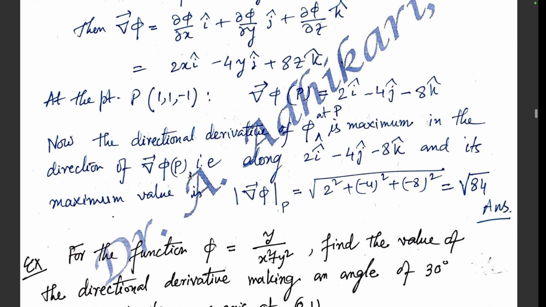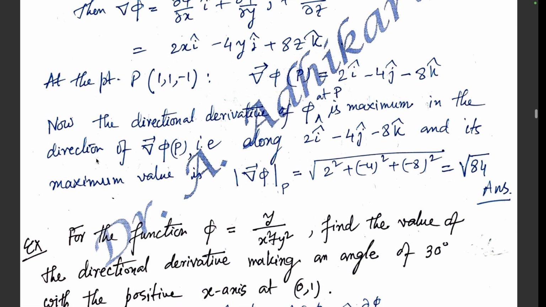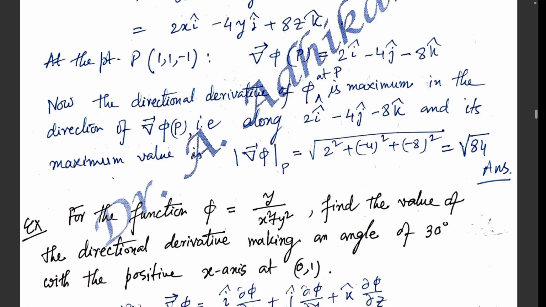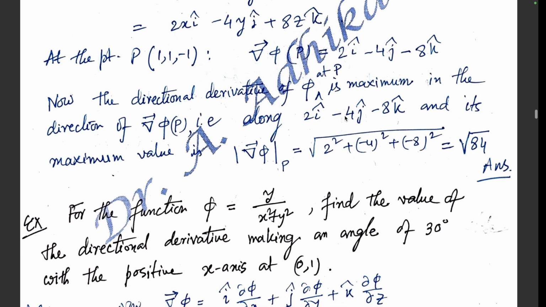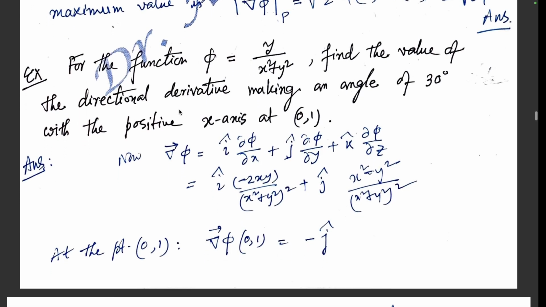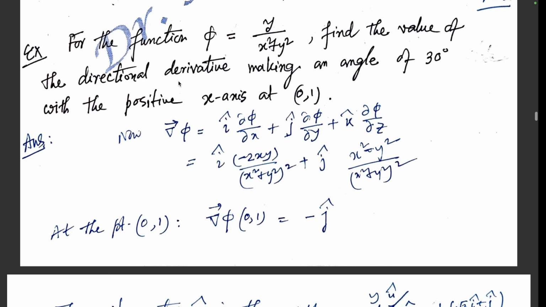Now the directional derivative of phi at the point P is maximum in the direction of grad phi at P, that is along 2i cap minus 4j cap minus 8k cap, and its maximum value is mod of grad phi at the point P. So this is root over 84. This is the answer.